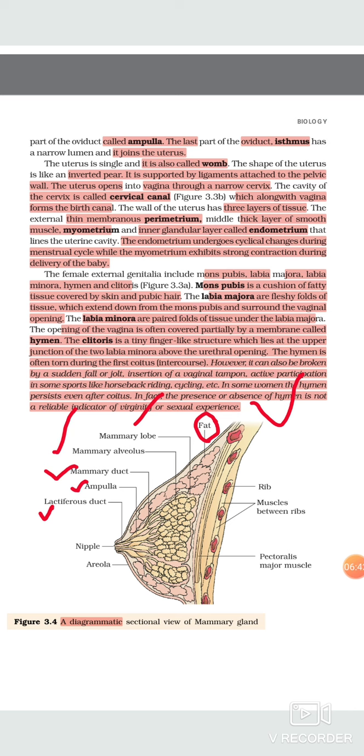The opening of the vagina is often partially covered by a membrane, which we call the hymen. Near the hymen there is the clitoris, a finger-like structure which lies between the two labia minora. The hymen is often torn during the first intercourse. However, it can be broken by a sudden fall or during sports activity. In a few cases the hymen even persists after intercourse.